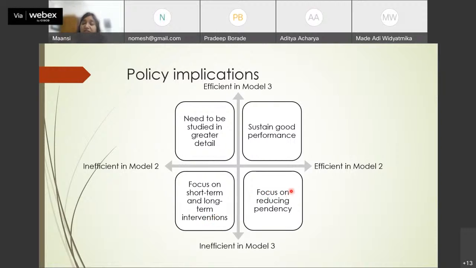Lastly, there are courts that are efficient in Model 2 but not in Model 3. They are able to handle the inflow of cases annually, but they are not able to deal with their backlog, their pending cases. So they need different practices, more short-term interventions in place, such as additional judges, temporary judges, and better case management practices to improve their judicial performance.